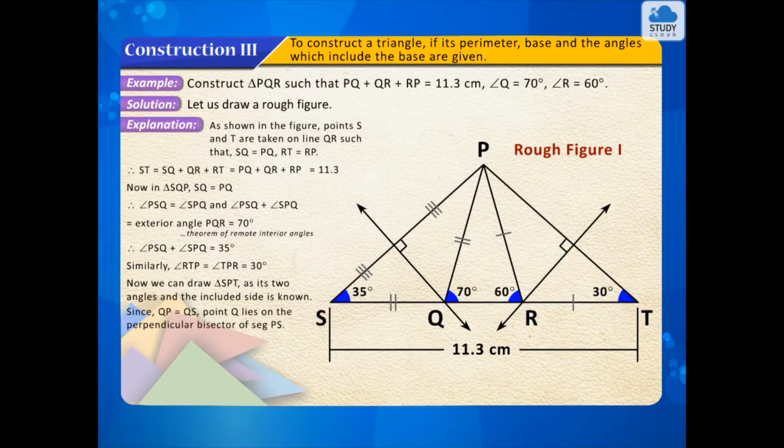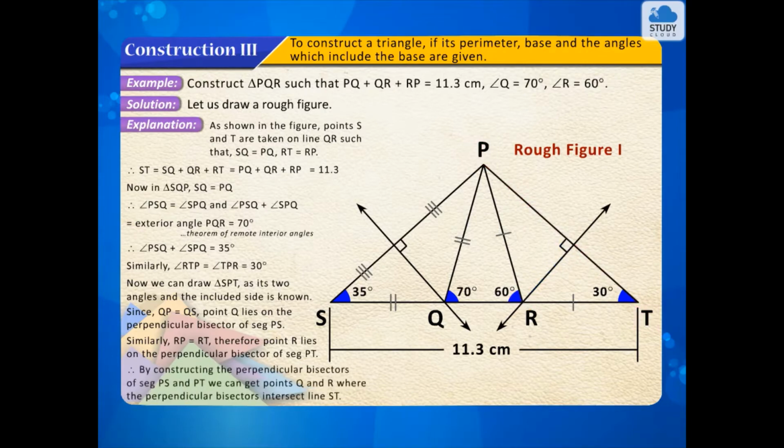Since segment QP = segment QS, point Q lies on the perpendicular bisector of segment PS. Similarly, segment RP = segment RT. Therefore, point R lies on the perpendicular bisector of segment PT. Therefore, by constructing the perpendicular bisectors of segment PS and segment PT, we can get points Q and R where the perpendicular bisectors intersect line ST.